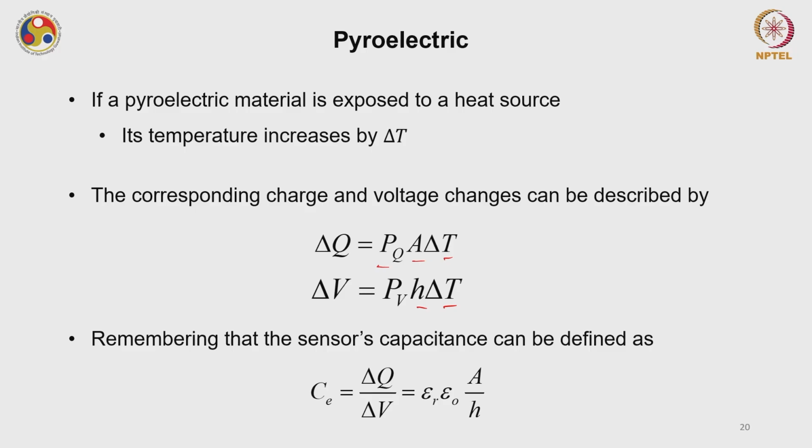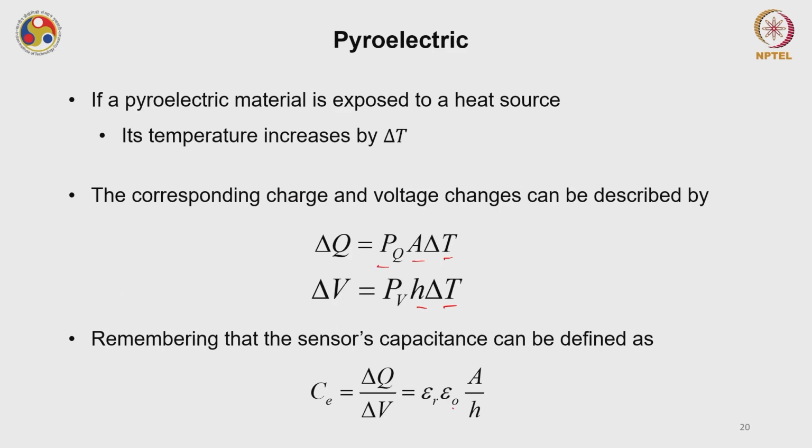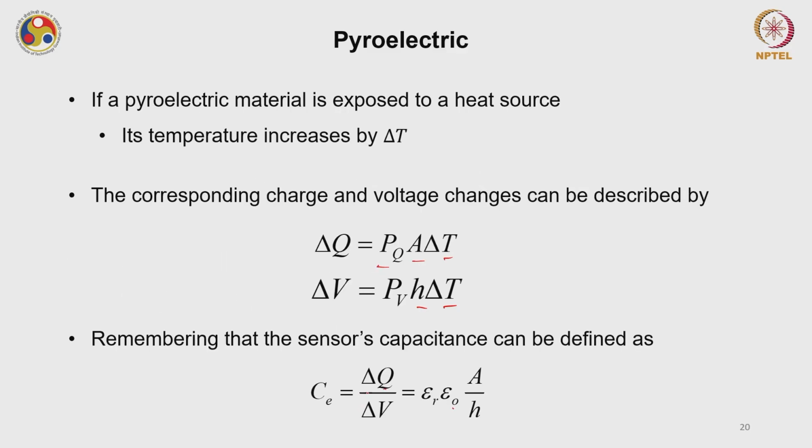Remembering that the sensor's capacitance can be defined as del Q by del V, or epsilon r into epsilon naught into A by H, from this equation I can say that del V is equal to del Q by C.